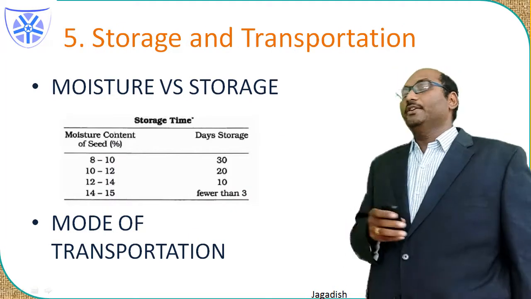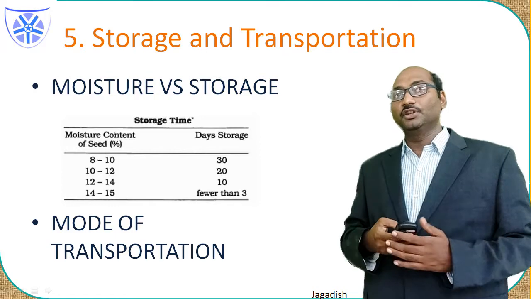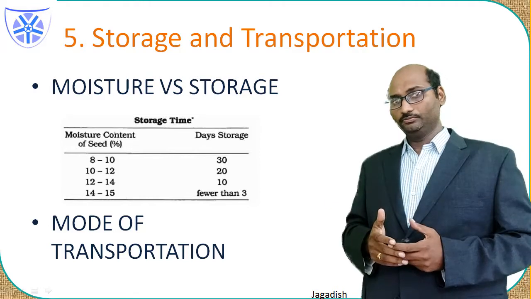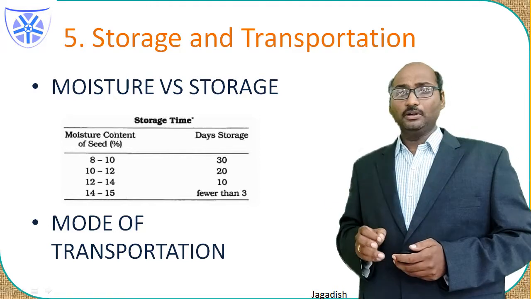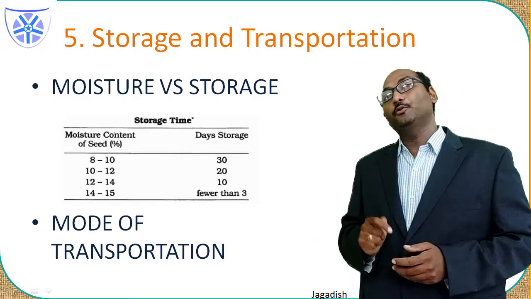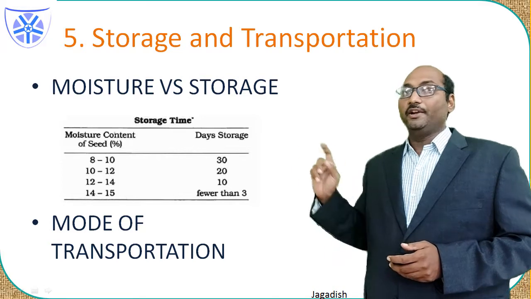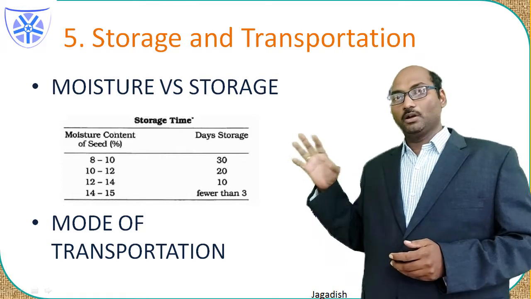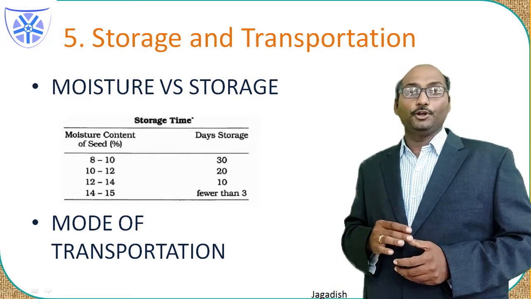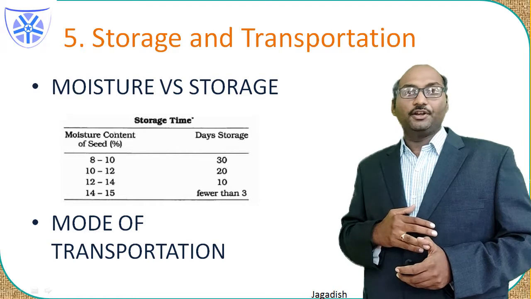Yeah. So this slide shows the moisture versus the storage days. As you can see, the moisture content after 30 days of storage will be around 8 to 10%. If the storage is only 20 days, 10 to 12%. If the storage is only 10 days, 12 to 14%. And within 3 days from harvesting, the moisture percentage is 14%. During the pickup, it might be up to 25% moisture content in the kapas.